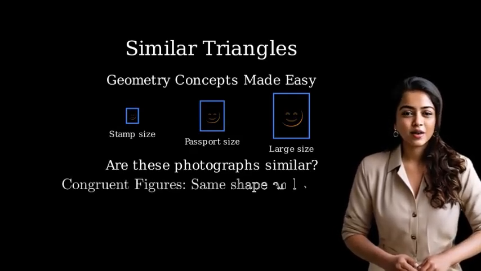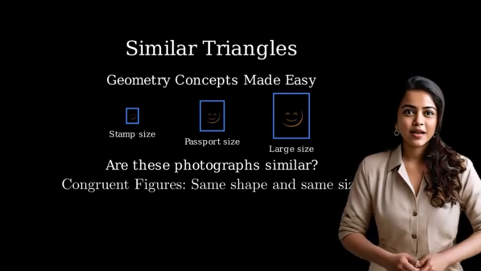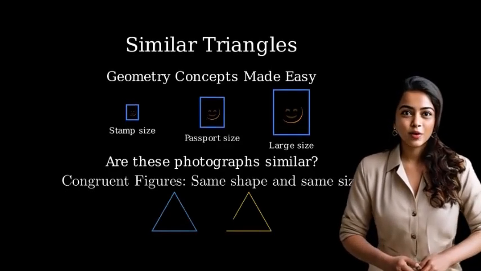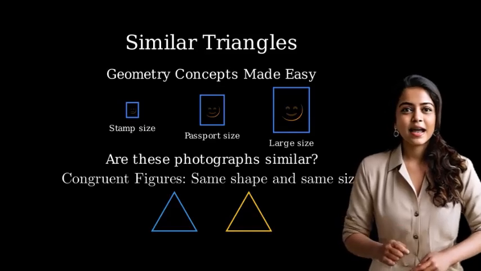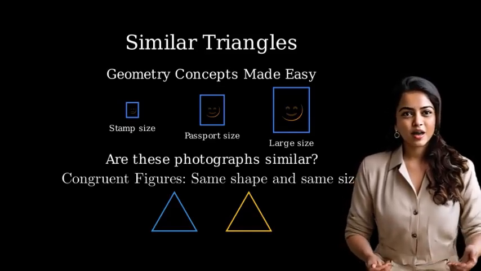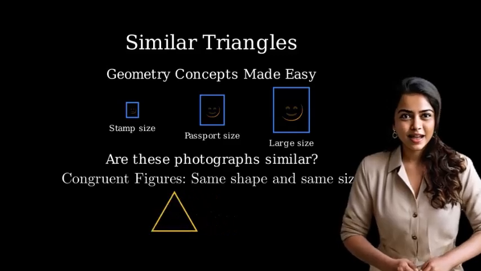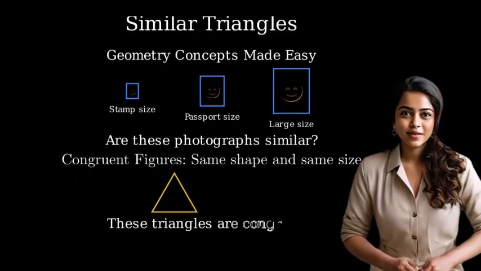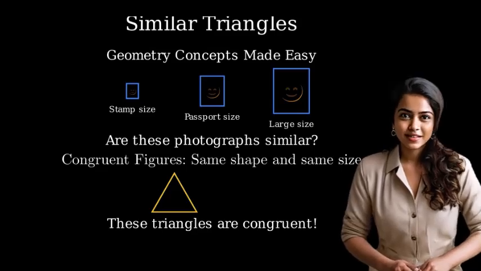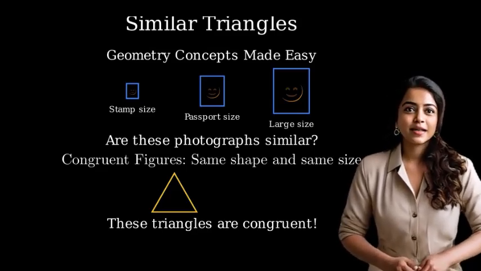Two geometrical figures having exactly the same shape and exactly the same size are called congruent figures. Let's look at these triangles. Are they congruent? To check if they're congruent, let's try to overlap them. If we rotate and move the yellow triangle, we can see it completely overlaps the blue triangle. They are exactly the same shape and size, which means these triangles are congruent.